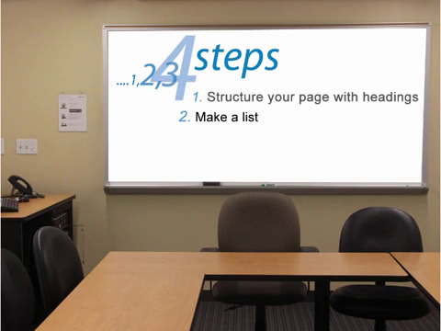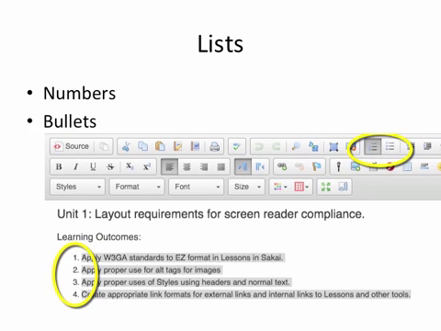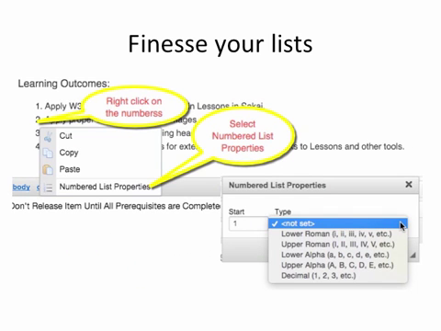The next thing you can do is always make lists. No more tabs and numbers. Instead, use the numbers and bullets buttons at the top right corner. If you already have a list, highlight it and click on the numbered button. Once you have a list, you can click on the numbers and select Numbered List Properties.